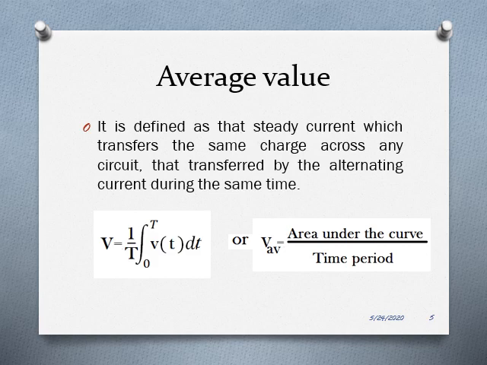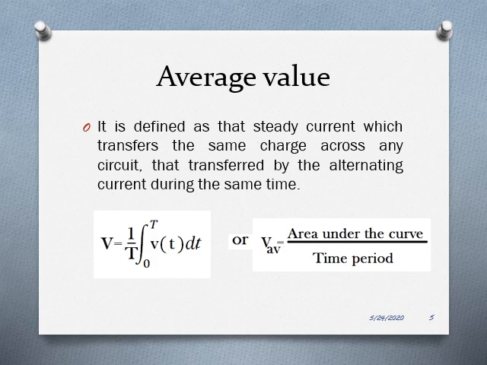Its equation is given as V is equal to 1 by T integral 0 to T V of T dt, where V is the average value of the voltage, capital T is the time period and V of T is the function of that particular waveform with respect to the time dt. This equation is commonly used to find the average values of sinusoidal waveforms.